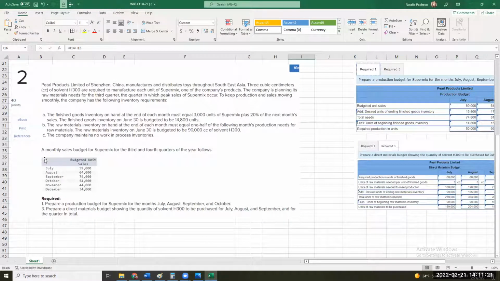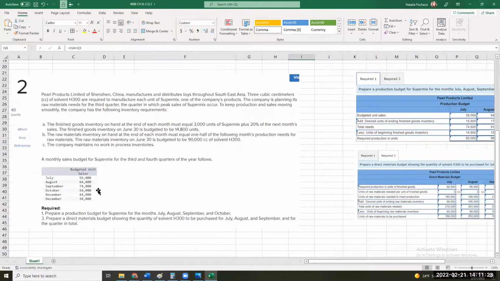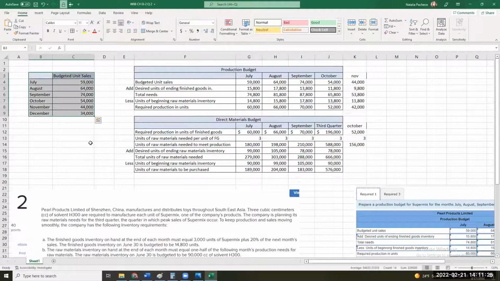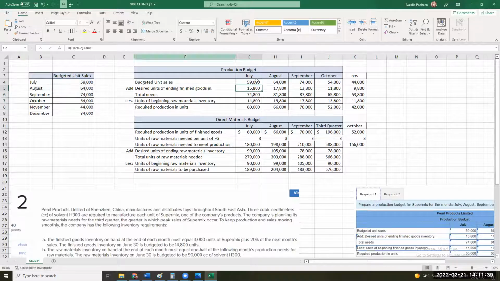So what I did first was copy this table and paste it into Excel. Now to start the production budget, the first thing that we need is the budgeted unit sales, which they give to us right here in the table. So I just copy those numbers for July, August, through October. I'm also going to do November, because I will need this information to calculate October.